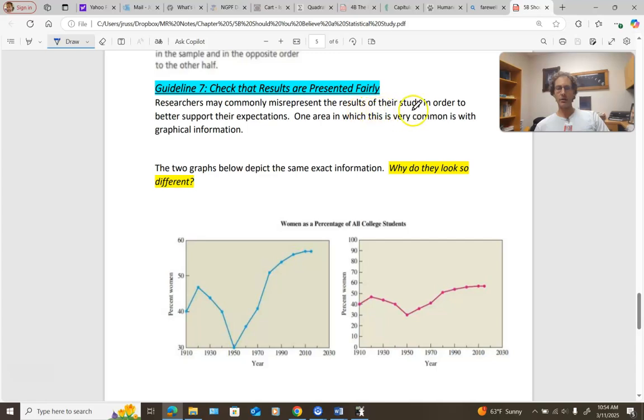Okay, one area in which this is very common is with graphical information. So basically what's happening here is the information is not being inaccurately presented, but it's being done in a duplicitous manner, or manner that can create a narrative that the researcher wants or is promoting. Okay, so for example, these two graphs right here, they both represent the same information and they do it accurately.